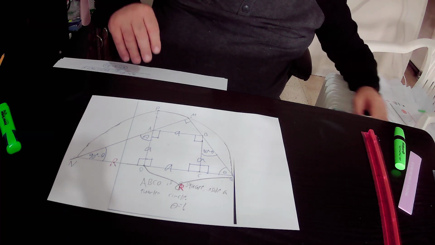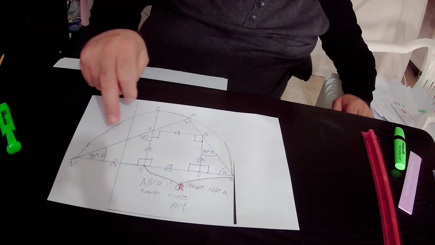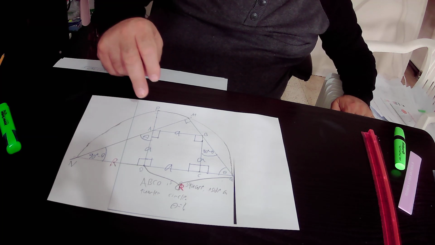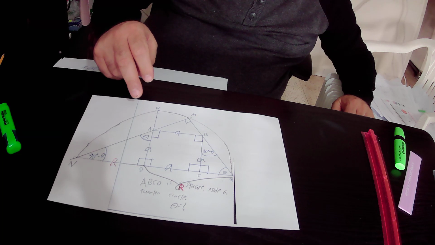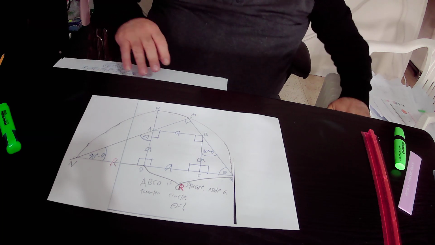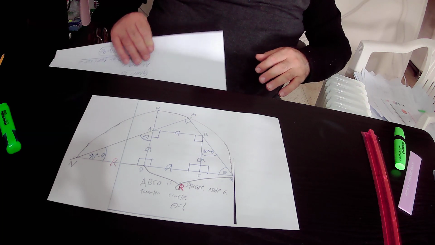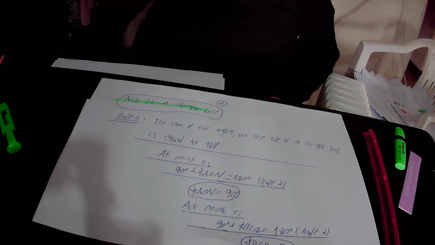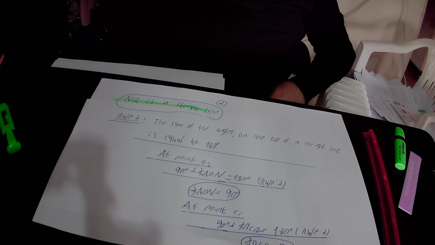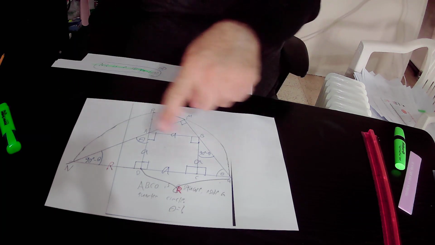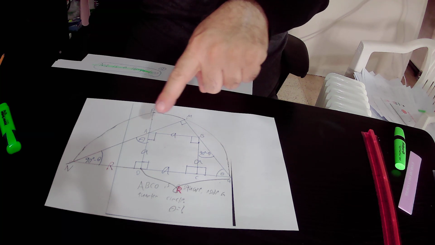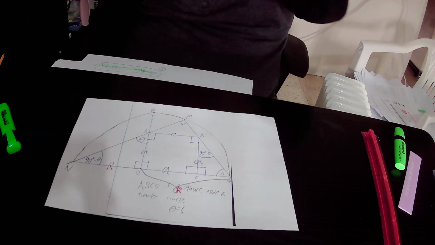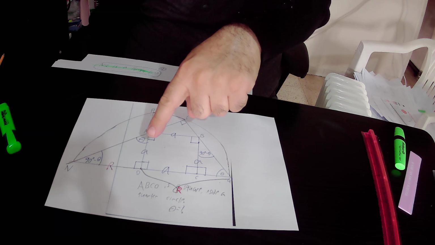Then we found out that NQ is the diameter of the semicircle, therefore NQ must be a straight line. So we can write down that NQ is a straight line. And we have also rule number 2 that the sum of the angles on one side of a straight line is equal to 180 degrees. So NQ is a straight line. If you focus on the upper side of the straight line NQ at point O, then the sum of the angles here must be equal to 180 degrees.